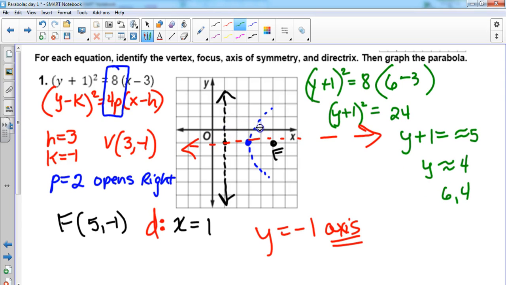1, 2, 3, 4, 5, 6. It's out at about 6, 4. 1, 2, 3, 4. Okay, how can I find another spot? It's on the same, but it's on the other side of what? The axis of symmetry. This distance is equal to this distance, okay?